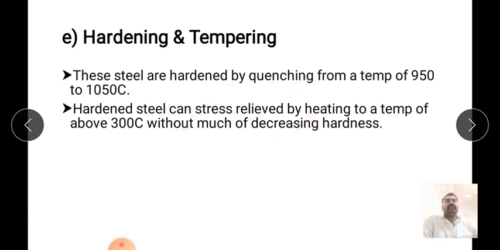In tempering, there is low temperature, medium temperature and high temperature. Out of that, low temperature is 250 to 350 degrees Celsius, and the low temperature tempering process is carried out in order to decrease some amount of hardness.